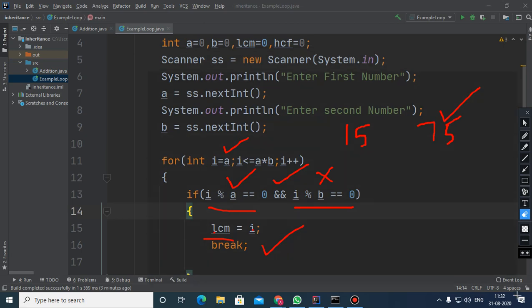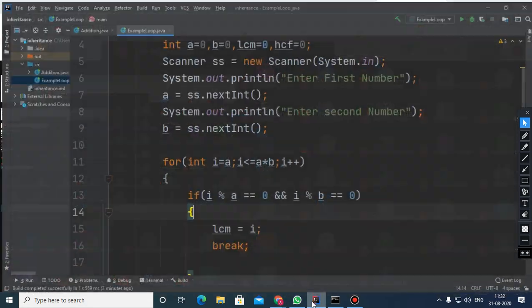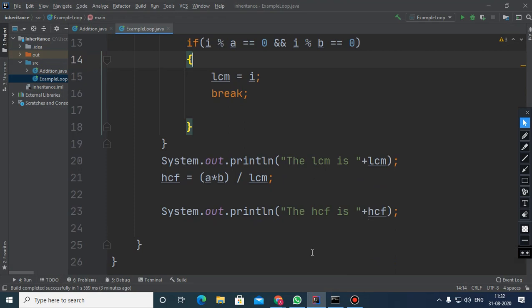Any doubt now? Okay. Now in order to find out the HCF, what to do? As I told you, you have got the LCM and you have the product of these two numbers. So if you divide the product of these two numbers by the LCM, you will get the HCF, because there is a formula that LCM into HCF is equal to first number into second number. I hope it is clear.